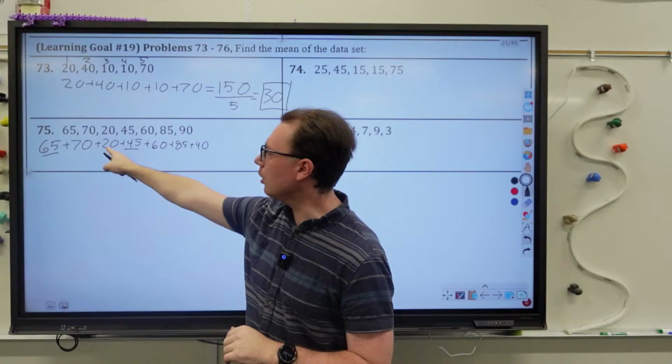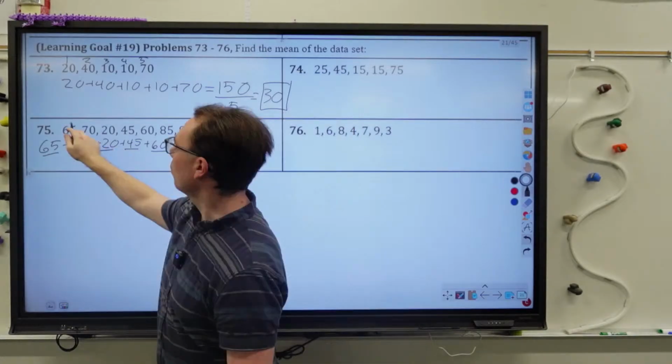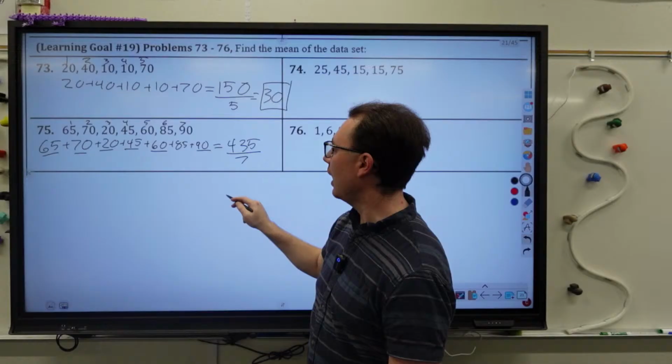We now want to look at this data set, ordering the numbers from least to greatest. From least to greatest, we start at 20. The next number is 45. After that, it's 60, then 65, then 70, then 85, and then 90. Then we just want to find the middle-most number, which happens to be 65, which is the median. So we know 65 is our answer for question 79.